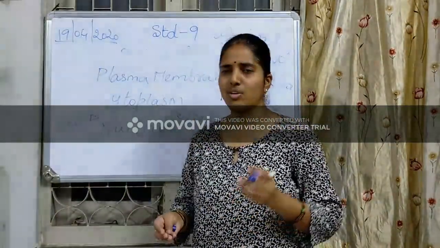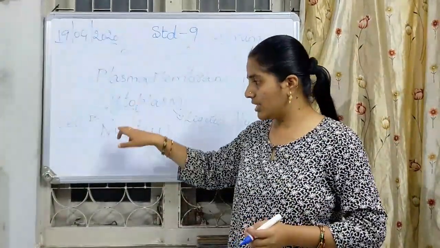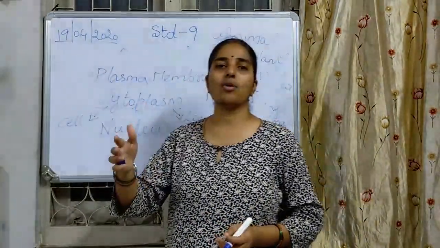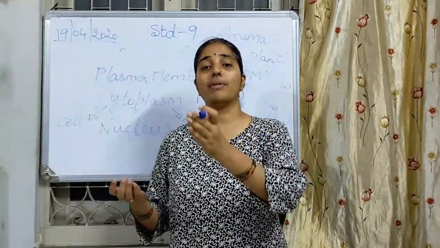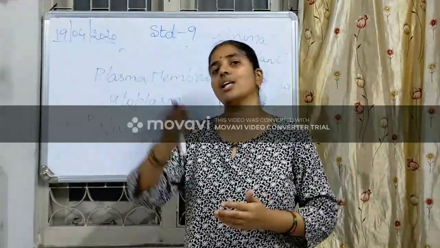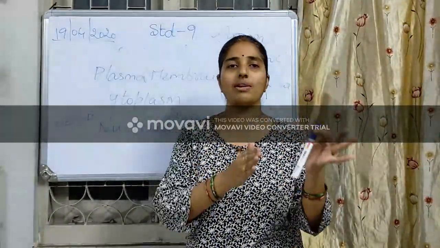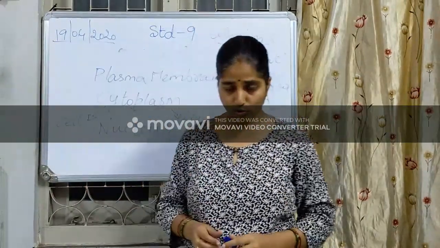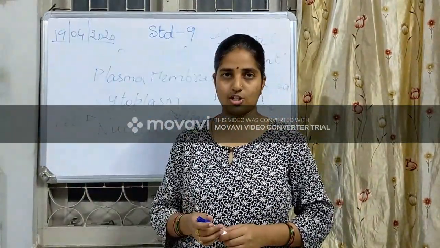In this whole chapter, we are going to read not only about these 3, but also about their functions and where they are present, and what is present and what is not present in the plant cell as well as the animal cell. That also we will see in the later section. Thank you.